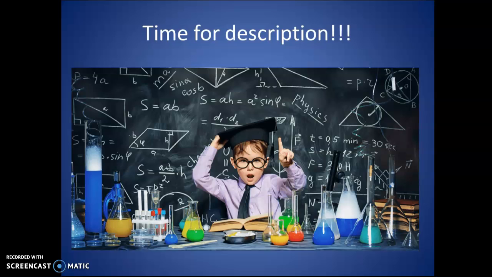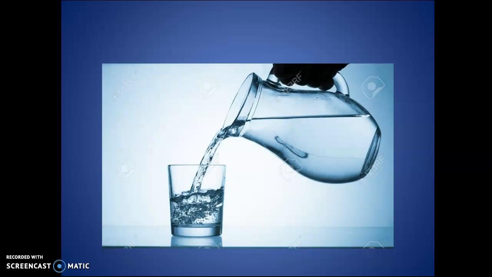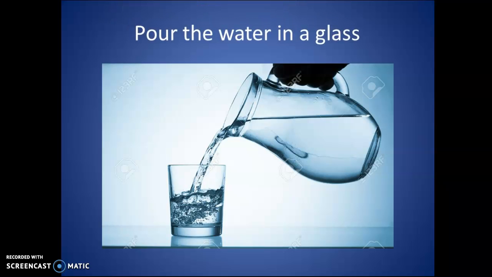Okay, so we're going to describe some actions of the experiment. The first, look at the pictures and think about how you would describe this picture using imperatives. So here we have the option: pour the water in a glass. As you can see, we use an imperative, materials, and tools.